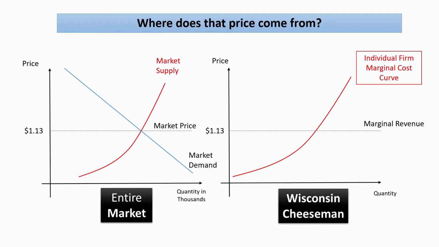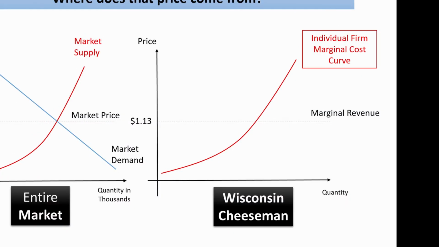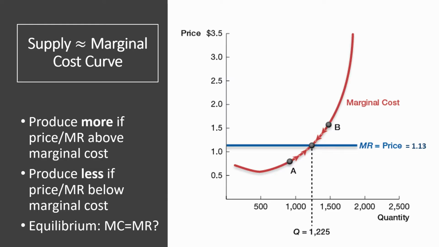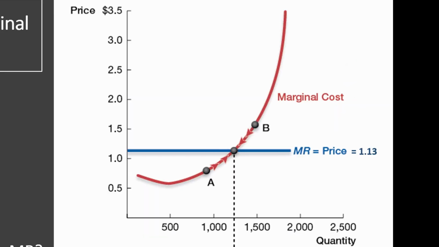And so in the diagrams on screen, you'll see that the price basically transfers across from the market over to the individual firm's problem. And what you can see then on screen is that the price of $1.13 interacts with the marginal cost curve. At a price below $1.13, the marginal cost is below the marginal revenue that you would get from producing something. So you would make more money by producing more, so you do.